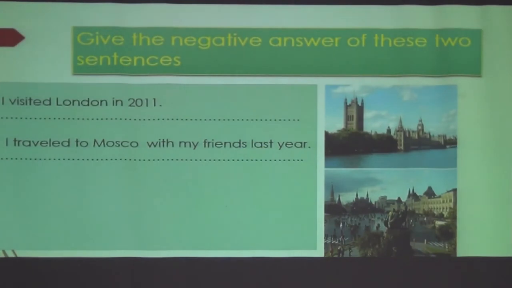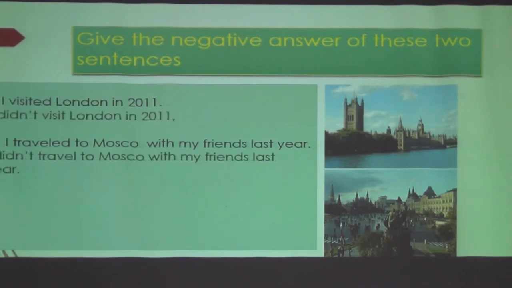Let's see the negative form with these two sentences. I visited London in 2011. Number two, I traveled to Moscow with my friends last year. Can you change it to the negative form? Okay. Let's see the answers. I didn't visit London in 2011. You can say I didn't or I did not. For number two, I didn't travel. You just add didn't if you want to form the negative form.